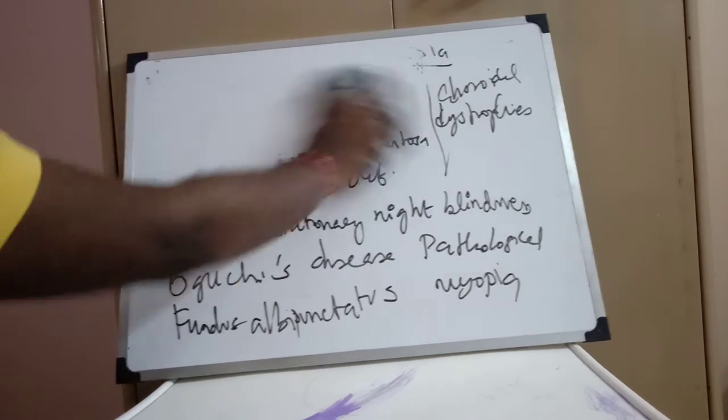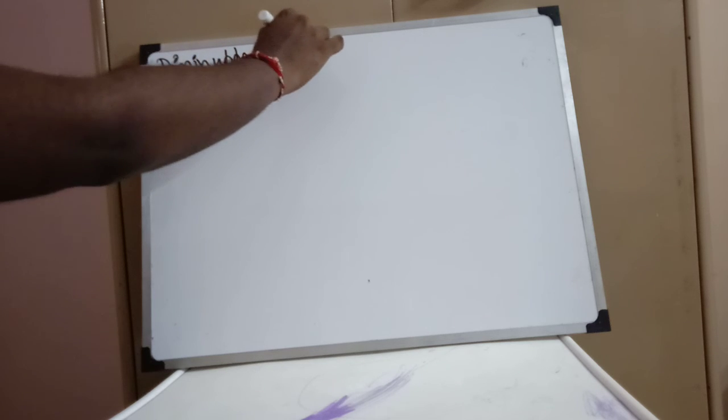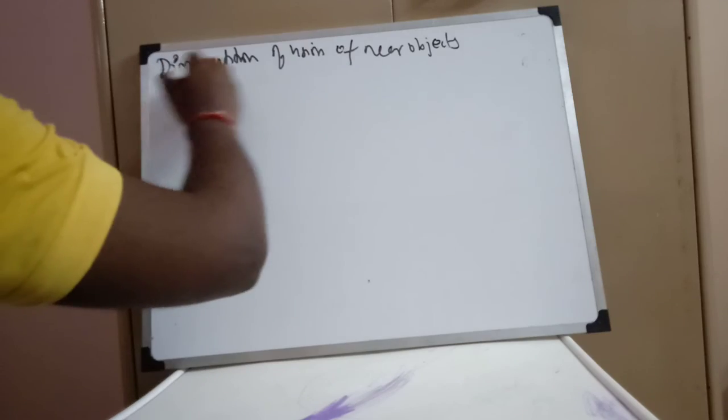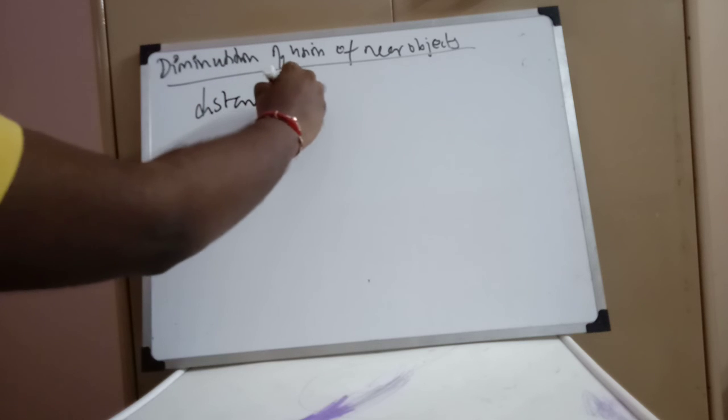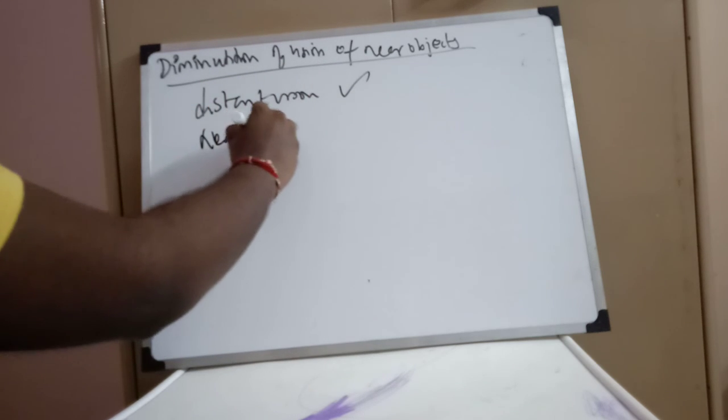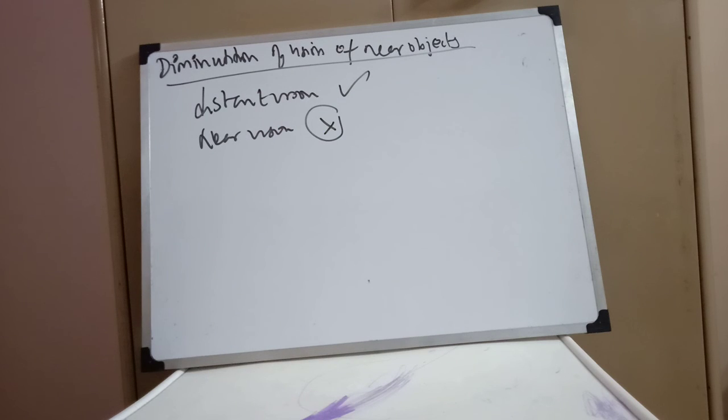Coming to the last symptom that we are going to discuss for the day. The last symptom for the day is diminution of vision of near objects. Diminution of vision of near objects alone. The patient is not able to see near objects, but the distant vision is normal. Near vision is abnormal, distant vision is normal.